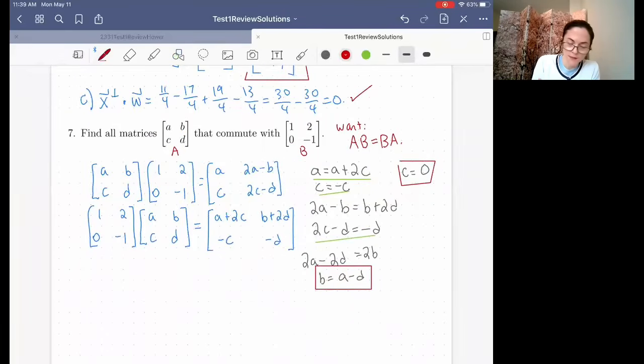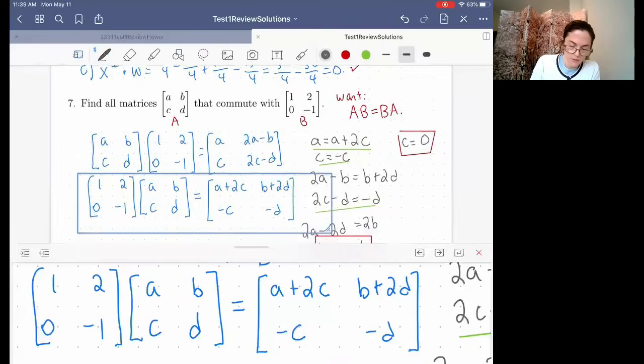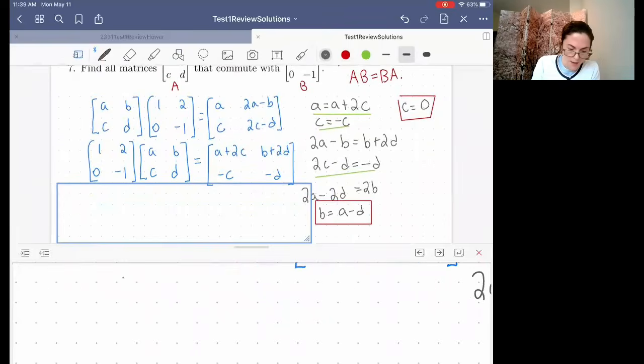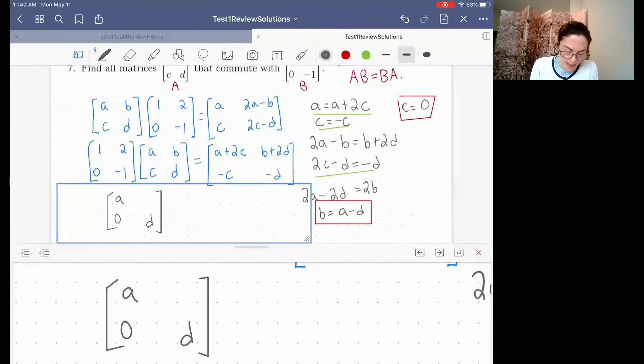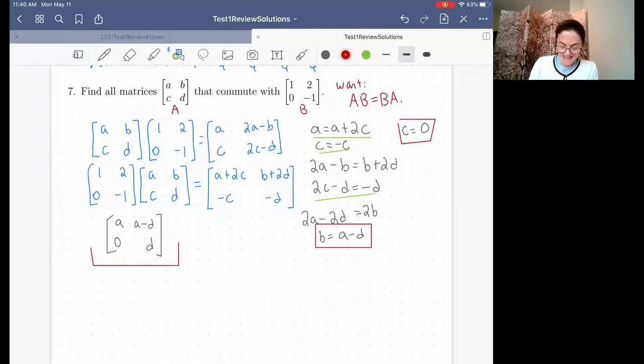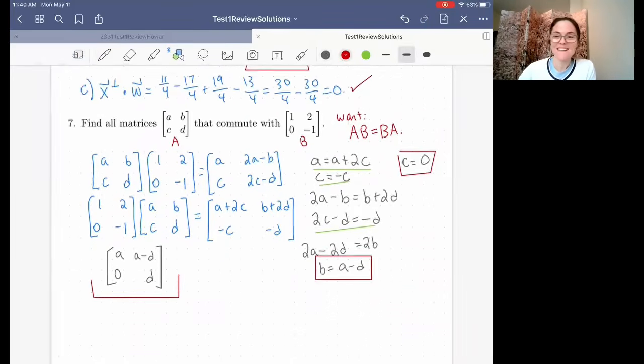So the answer here, I'll do it in gray. Okay. The answer is, well, what did I say? A and D can be anything. A and D can be anything. C is 0, and then B is A minus D. Here. Okay, number 7. That was fun.